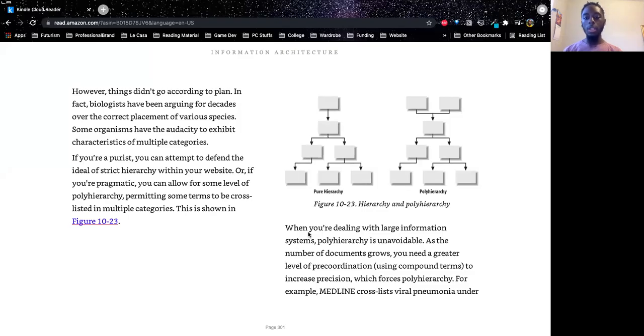I didn't read anything on information architecture since last week, so I'm gonna start right where we left off. Luckily, it's 15 minutes. Let's go.